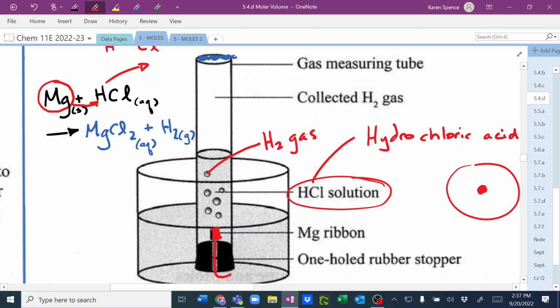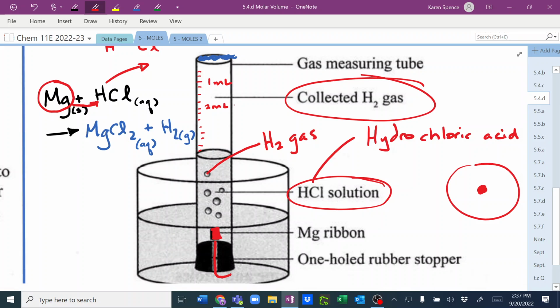So up here, this reaction's been going on for a while. Up here we have the collected H2 gas. Yes? And if we had little markings on here, could we measure how much gas was collected? Yes, if there's markings on there, you could. So this would be like 1 milliliter, 2 milliliters. It would actually have little gradations on it, okay? Often we will even use a graduated cylinder and just turn it upside down, okay?